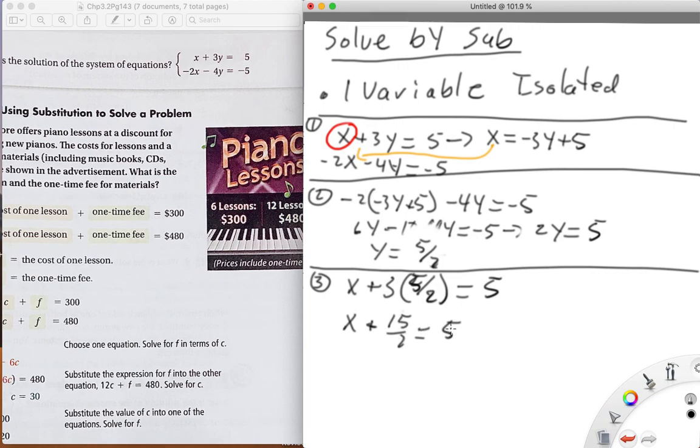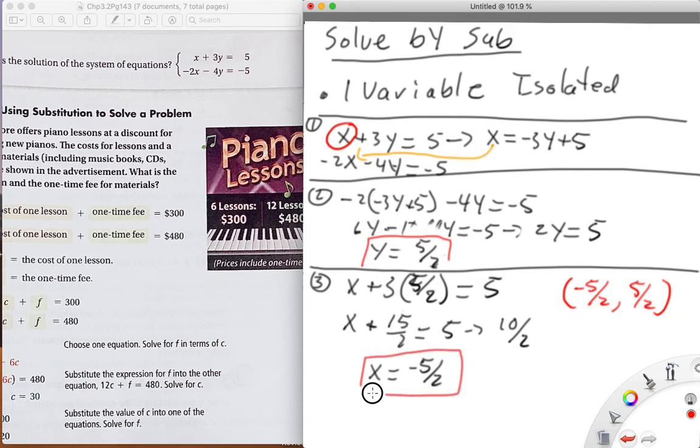This over here I can rename into a fraction, multiply top and bottom by 2, and say this is 10 over 2. Subtract 15 over 2 from both sides and I get x is equal to negative 5 halves. So then my answer would be negative 5 halves, or negative 2.5, and 5 halves. That's my first one. That's my second one. And this would be my ordered pair.